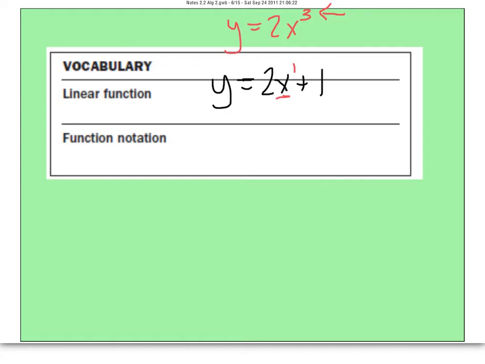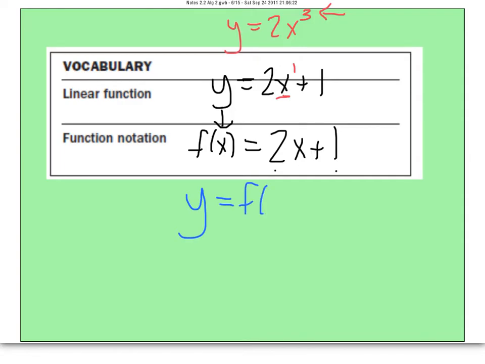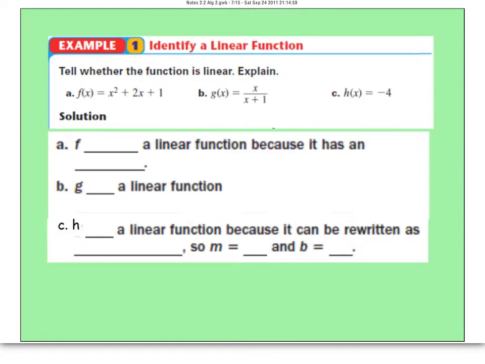Now, if it's a linear function, you might see it written in function notation. The only difference is you're still going to have the y equals 2x plus 1, and again, the 2x and the 1 will vary depending on the problem. But for function notation, the y gets replaced with the notation of f of x. And that's called function notation. So overall, y is the same as f of x. If you see f of x in a function notation format, you actually can just rewrite it using y instead.